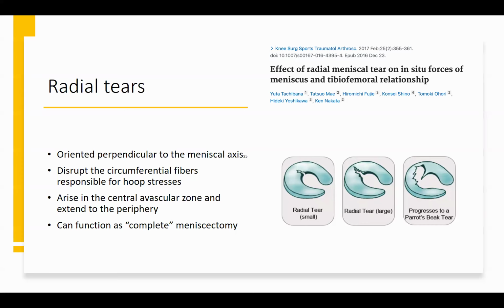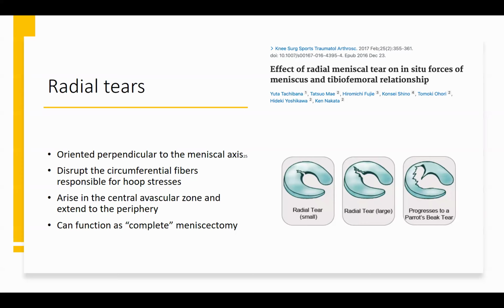They can propagate into other planes as well, as is the case with the parrot's beak type tear highlighted above, thus potentially causing mechanical symptoms. Tears that extend 100% of the width of the meniscus essentially act as a complete meniscectomy of the given compartment, disrupting the innate hoop stresses and leading to accelerated wear and arthritis.